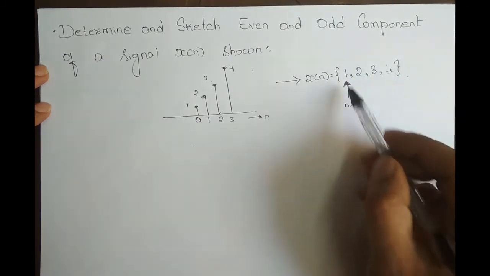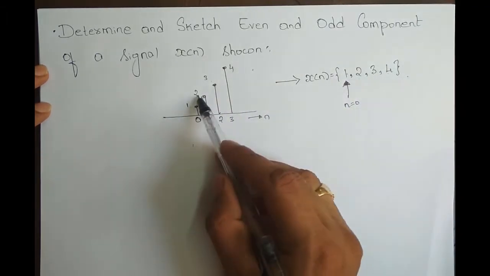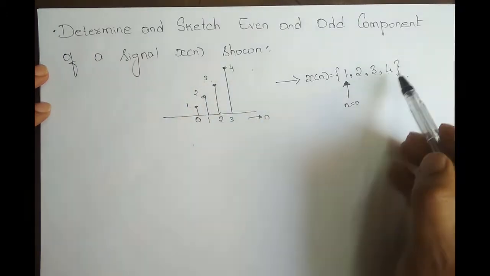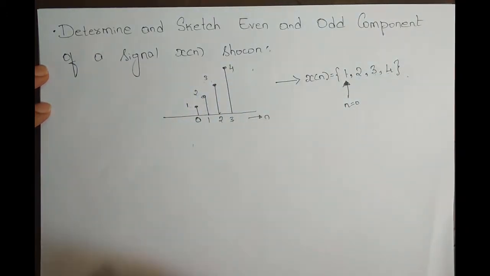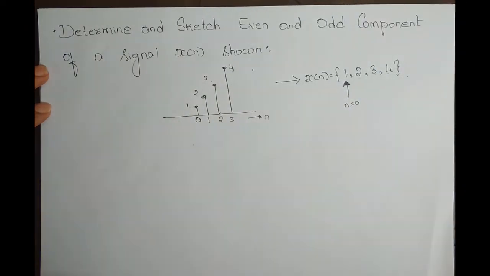At n equal to 0, the value is 1. At n equal to 1, the value is 2. At n equal to 2, the value is 3. At n equal to 3, the value is 4. So mathematically I can represent this discrete time signal something like this also.